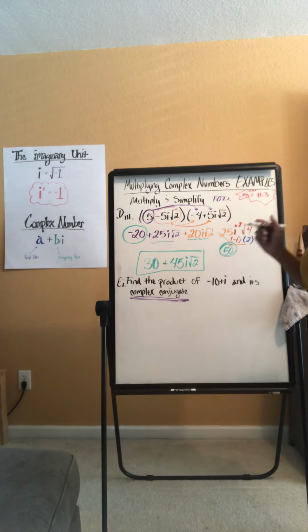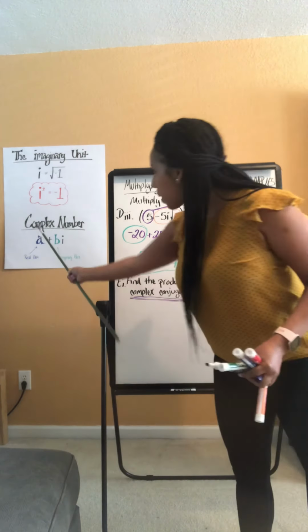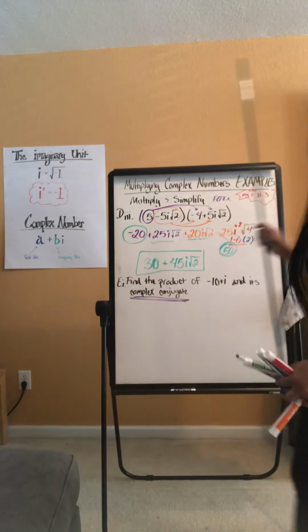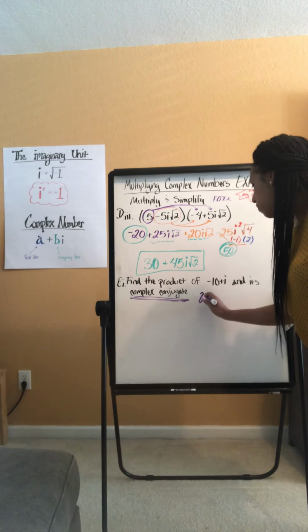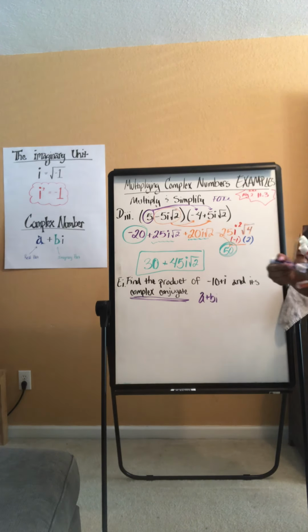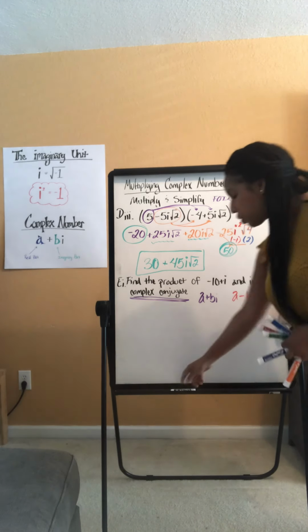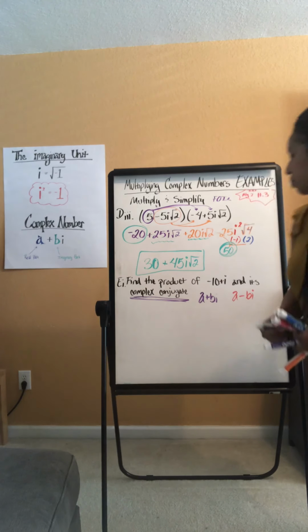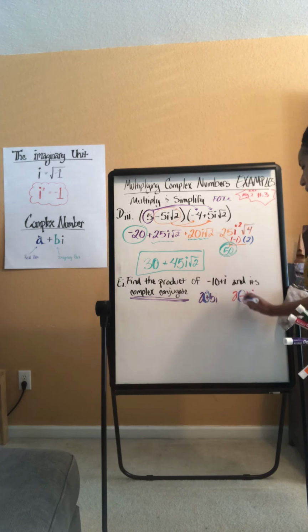Now we talked about complex numbers. We said a complex number was in the form a plus bi, all right? That's my complex number. Its complex conjugate, so if a plus bi is my number, a minus bi is my complex conjugate, a minus bi. And you should notice the only thing that changed was the sign of the i. All right, my plus changed to a minus. That's it.